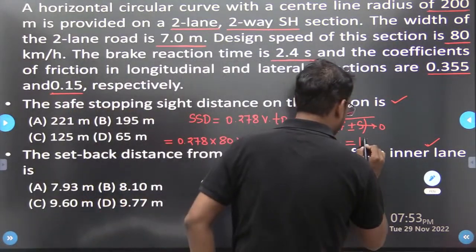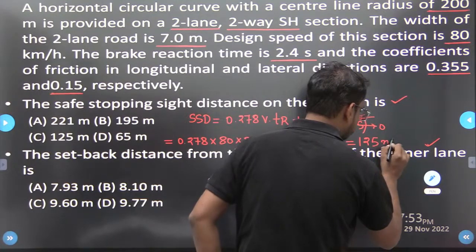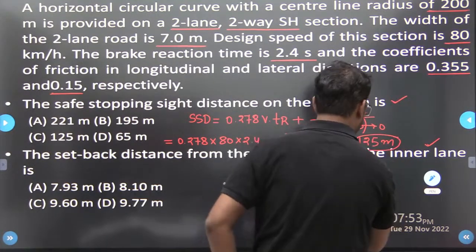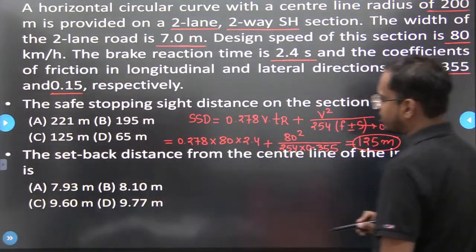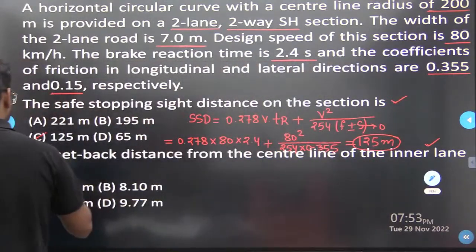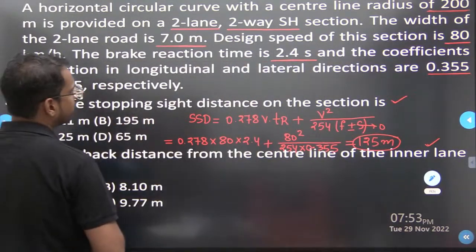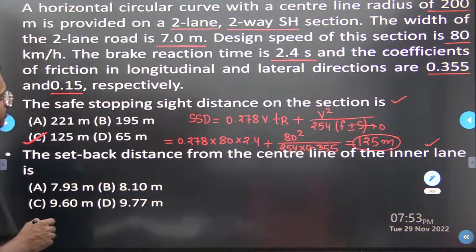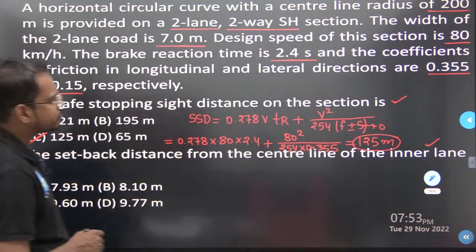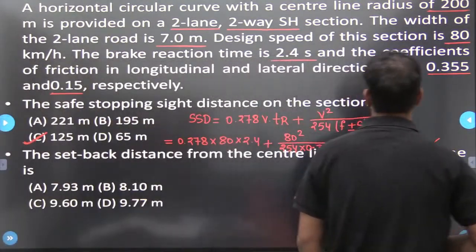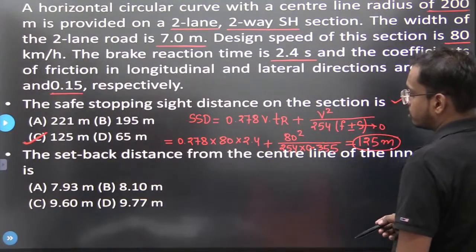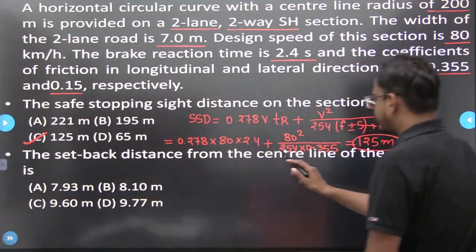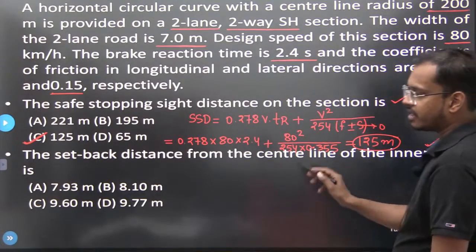Very good. The value of stopping sight distance is equal to 125 meter. That means the first question is solved, and option C is correct. The other question is the setback distance from the center line of the inner lane.